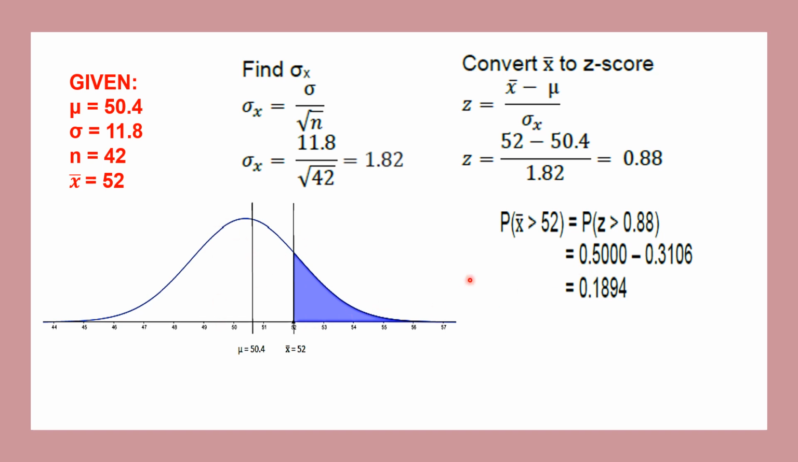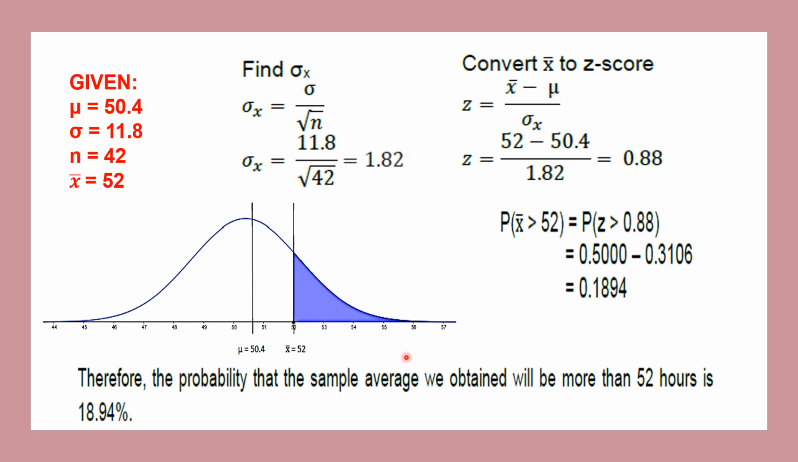So, as a conclusion, the probability that the average we obtain will be more than 52 hours is 18.94%. The equivalent percentage of 0.1894 is 18.94%.